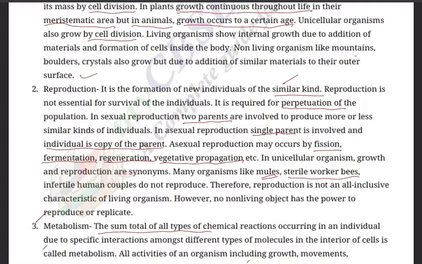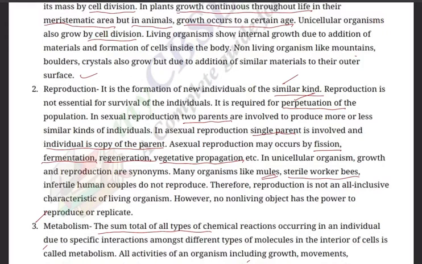So the second characteristic is reproduction. This is one of the very important characteristics of living organisms because it maintains the identity of the species. It helps in increasing the number of the species, once one species. So it is the formation of new individuals of a similar kind. Reproduction is not essential for survival of the individuals. It is required for perpetuation of the population. Look at the word perpetuation.